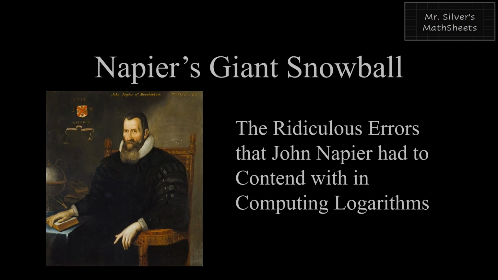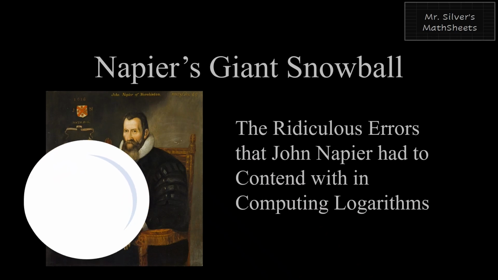Napier's giant snowball, the ridiculous errors that John Napier had to contend with in computing logarithms. It is the early 17th century, and John Napier is working on a massive computational project that will define his legacy. He is trying to compute the first table of logarithms, a brilliant idea that he has invented to transform the process of multiplication and division into simple addition and subtraction.